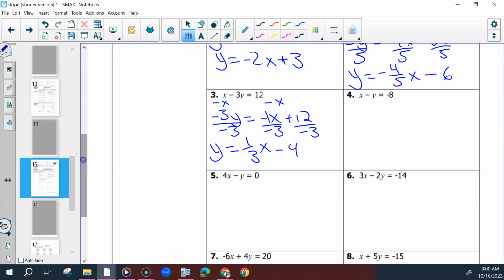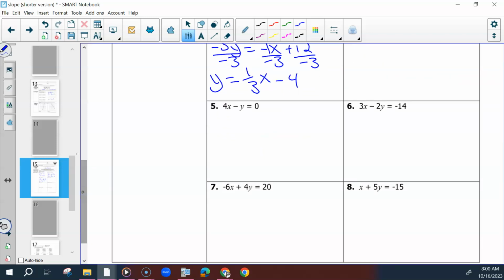Alright, I want to do 2 more and then I'm going to have you try some. Skip to number 5. First step, minus 4x to both sides. Whether you put the 0 or leave it off is completely up to you.